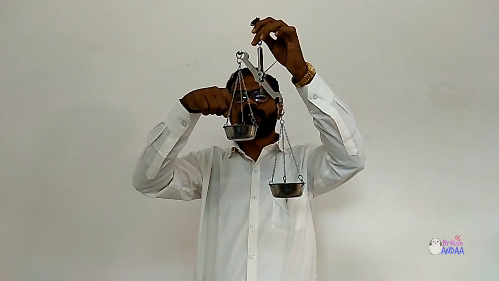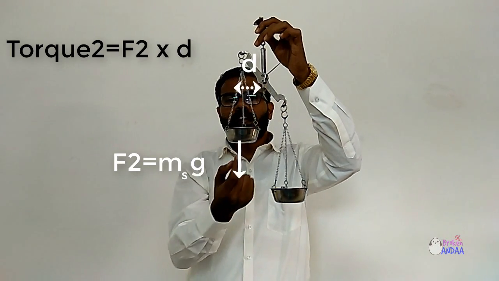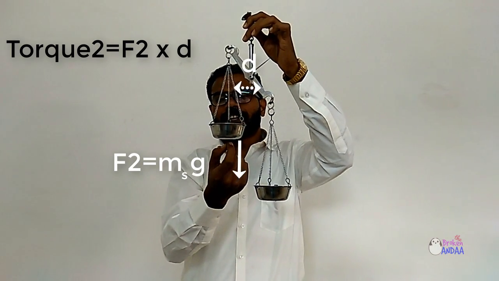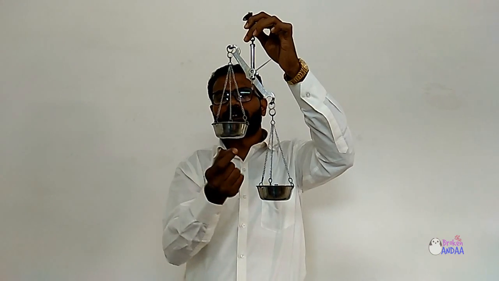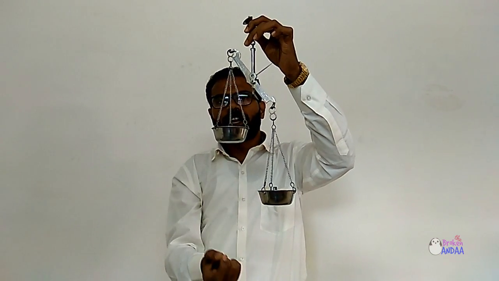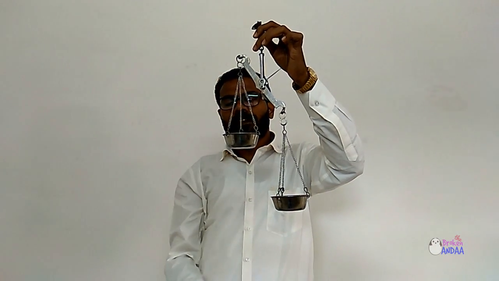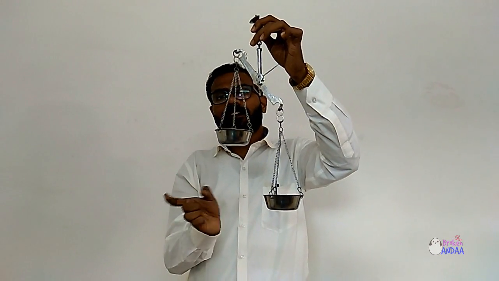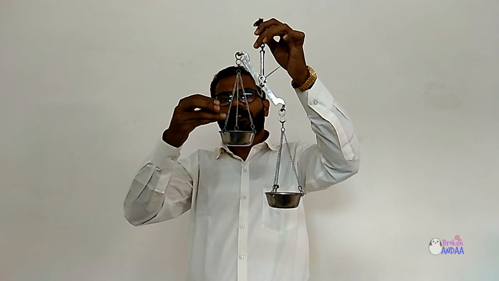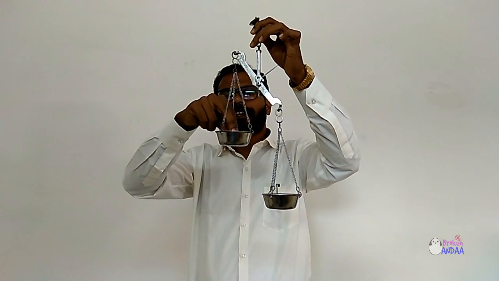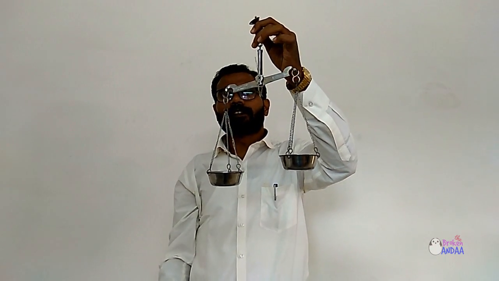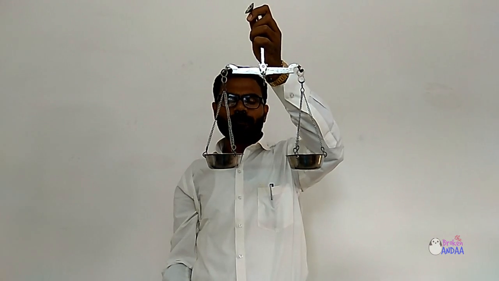So see, if this is a 50 gram mass, the gravitational force acting on it is 50 gram into g, right? That torque is trying to rotate the beam on this side. If both of these torques are equal, then the beam will be balanced. Now I will add this 10 gram mass, and okay, the beam is balanced now.